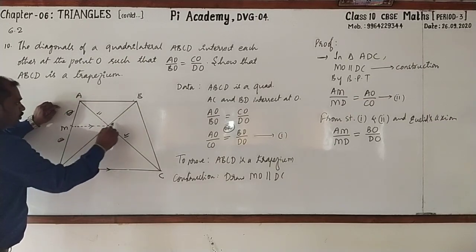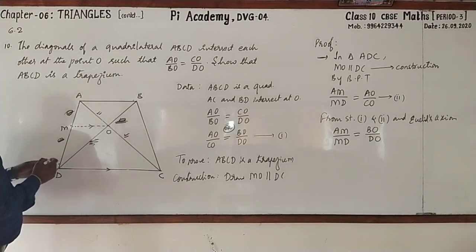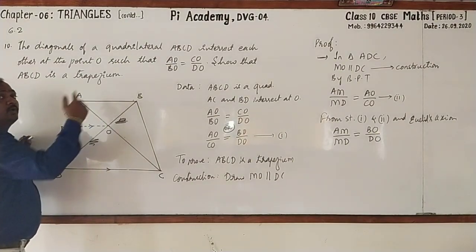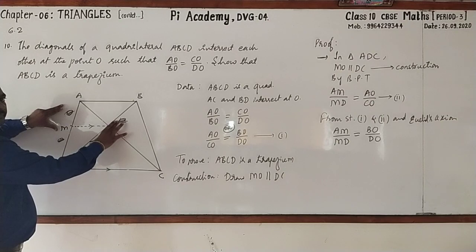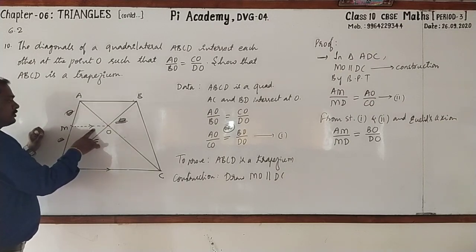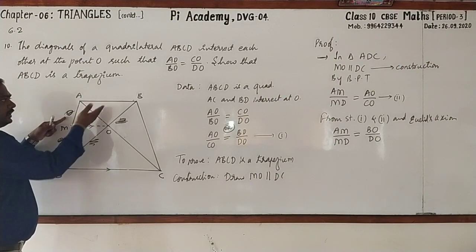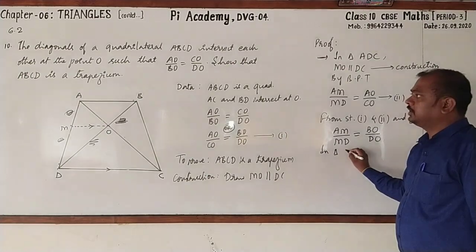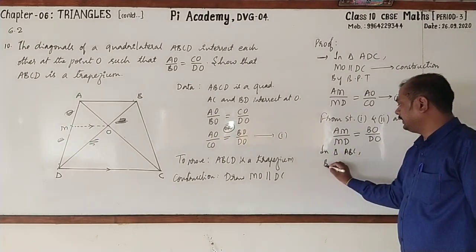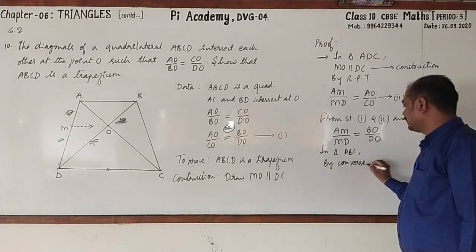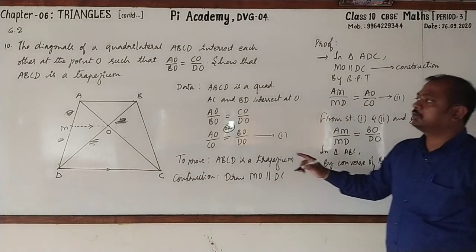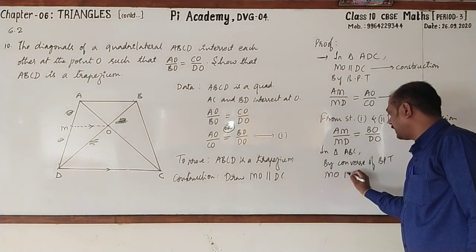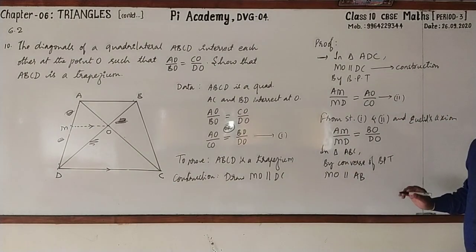When these two ratios are equal, then can we say that MO is parallel to AB? Yes. How? By converse of BPT. If a line drawn in a triangle divides two sides proportionately, then it is parallel to the third side. So in triangle ABD, by converse of BPT, we can write MO parallel to AB. MO parallel to AB. Followed.